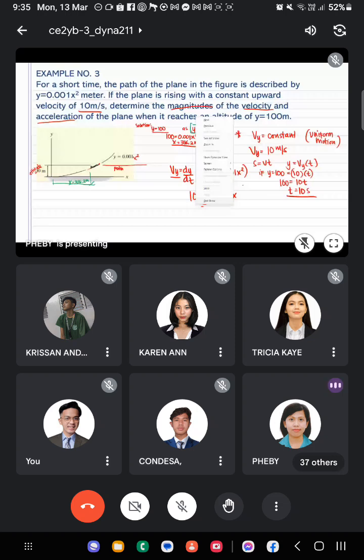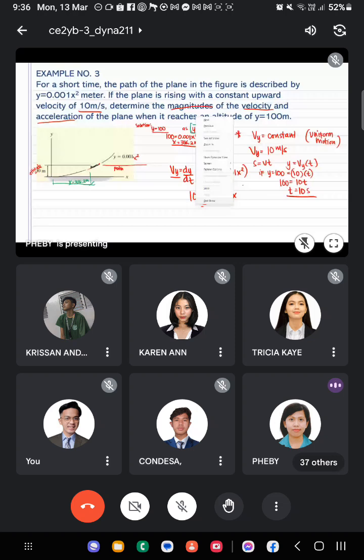Velocity x. So, paano natin makuha si velocity x? 10 divided by 0.002. And yung x natin is 3 meters per 300. Okay. And x is equal to 316.2. Vx. So Vx will be 15.813 meters per second.